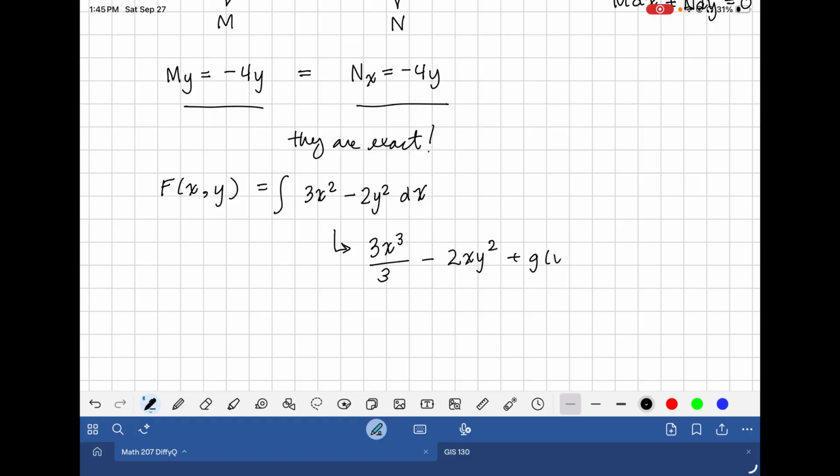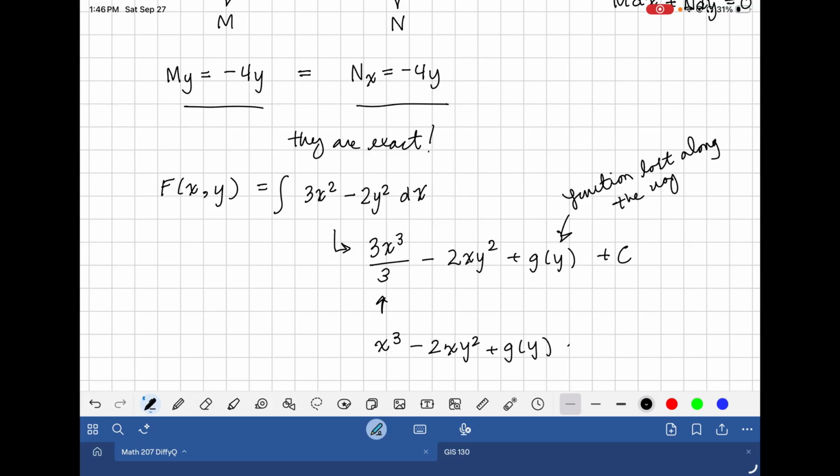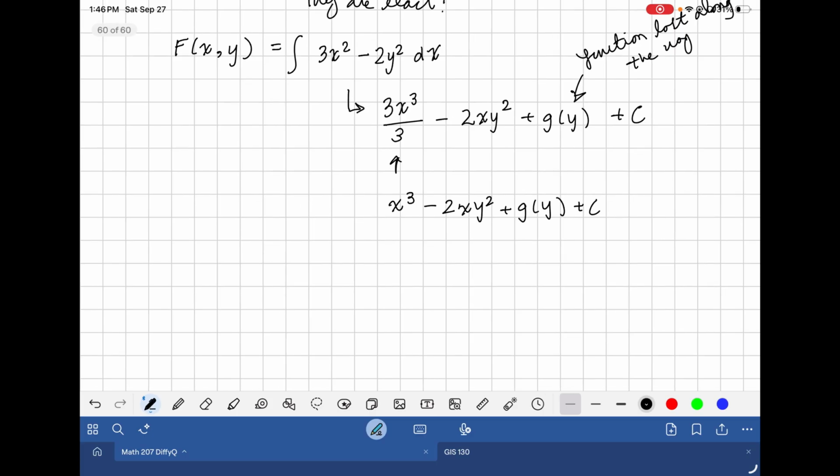plus g of y. And this g of y is going to be the function lost along the way that we have to look for. And of course, plus c, the constant. And we can rewrite this to simplify that as just x cubed minus 2xy squared plus g of y plus c. So now we have to look for that g of y.